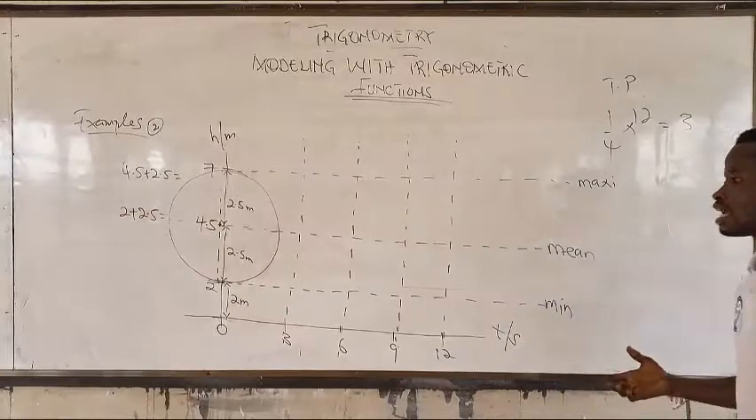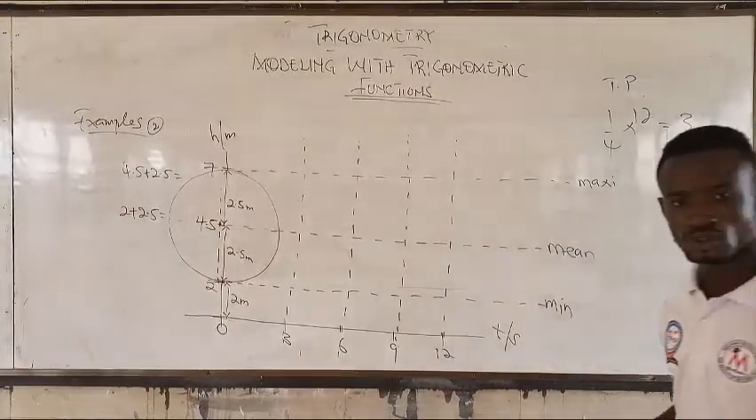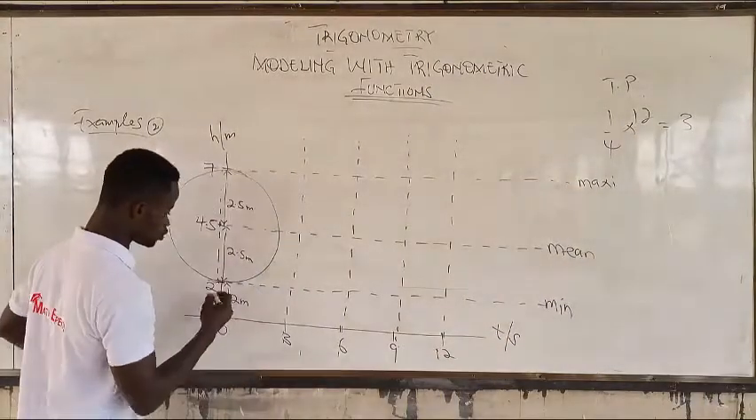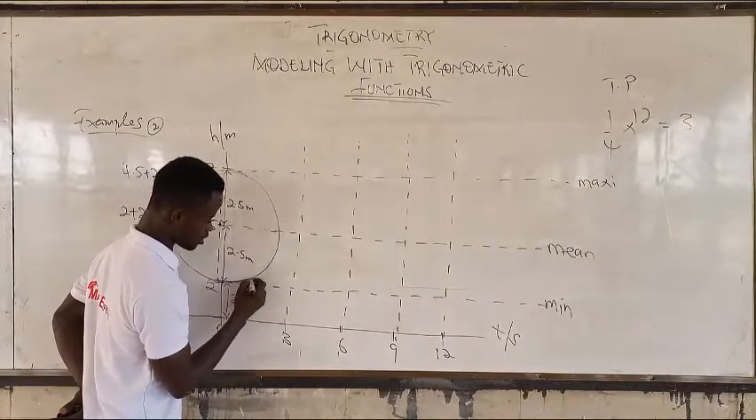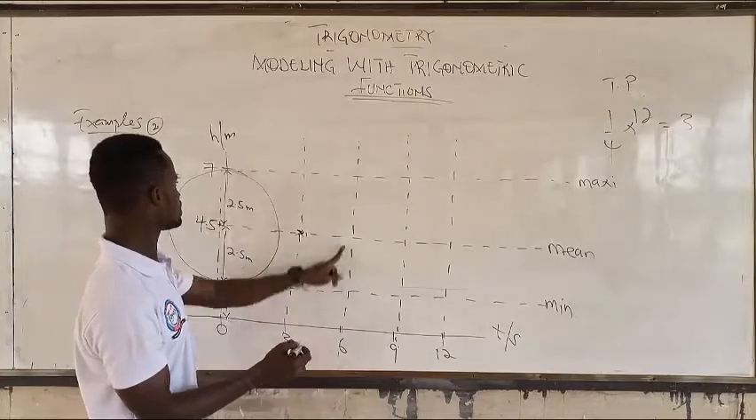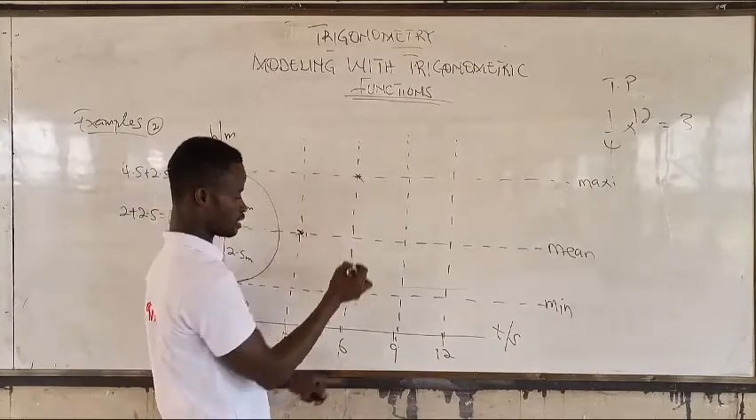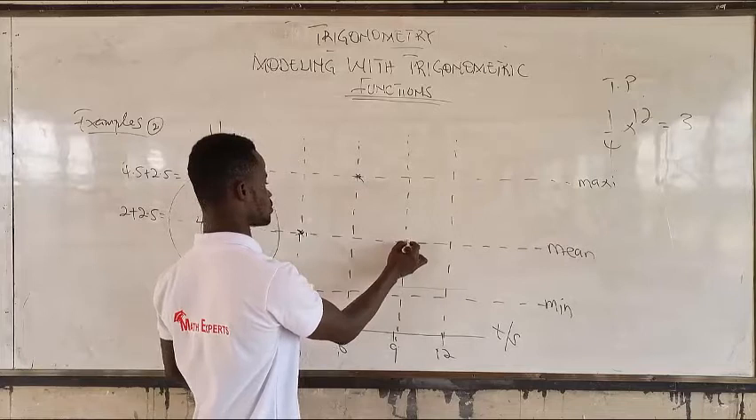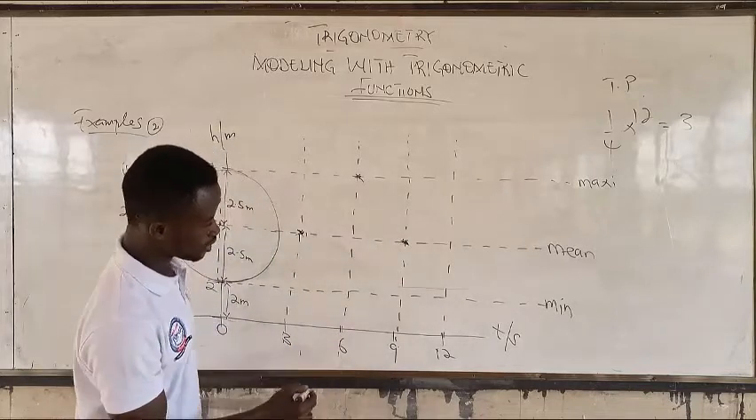So let's see what is going to happen. The Ferris wheel is going to start from here, right? So there will be a cut there. I hope you can see that. And for this, it's going to cut here. And for that, it's just simple.